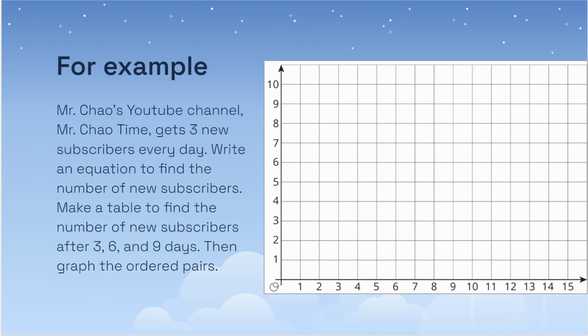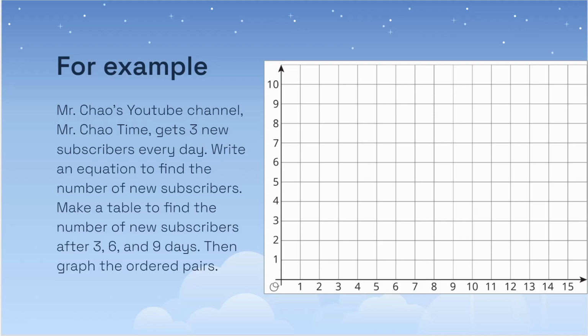Mr. Chow's YouTube channel, Mr. Chow Time, gets 3 new subscribers every day. You're going to write an equation to find the number of new subscribers. Then you're going to make a table to find the number of new subscribers after 3, 6, and 9 days.